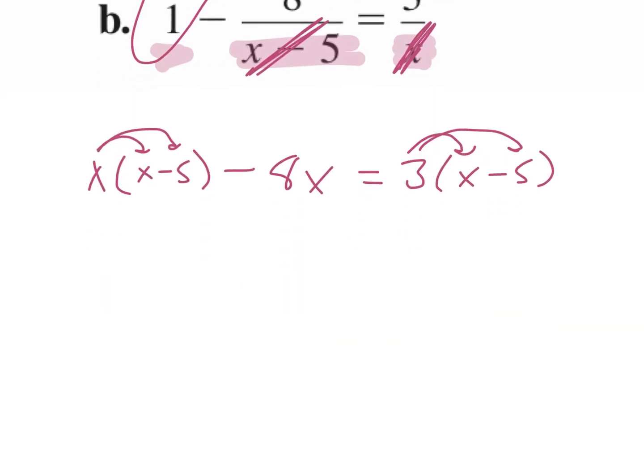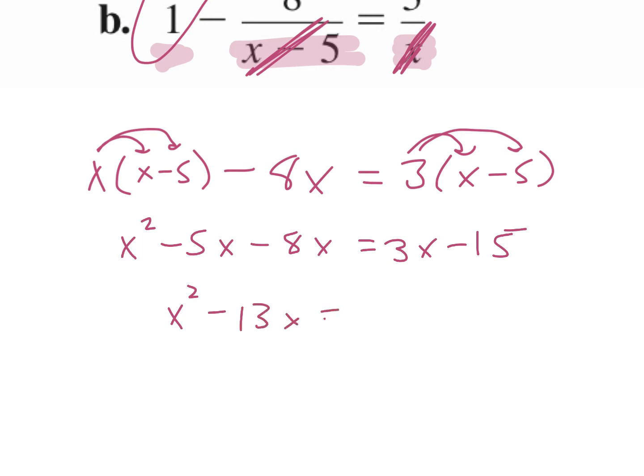x times x is x squared. x times negative 5 is negative 5x. Minus 8x is equal to 3x minus 15. What should I do next? Combine like terms. So x squared minus 13x is equal to 3x minus 15.